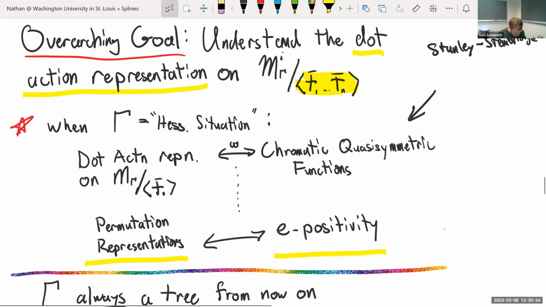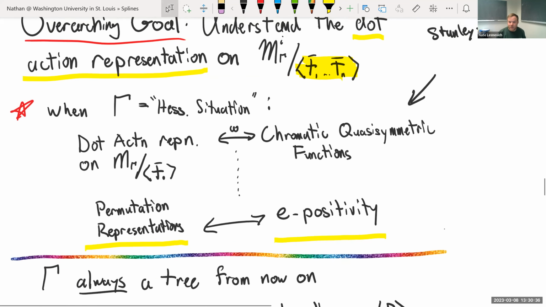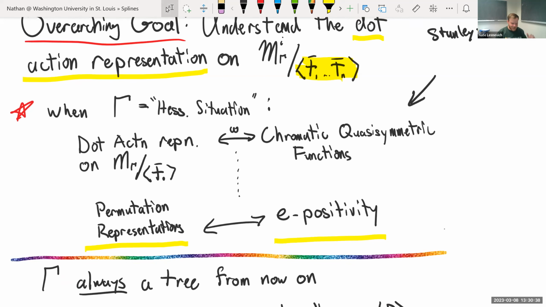So from now on, I'm going to tell you what I can about this representation, and I'm going to take gamma to always be a tree. In other words, the transpositions that I'm taking, I want them to be a minimal generating set of transpositions for the edges. On S_n, there'll be n minus one of them.